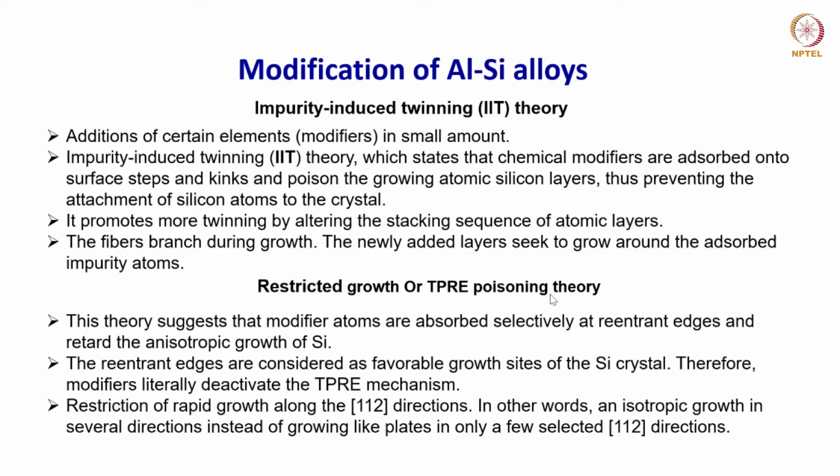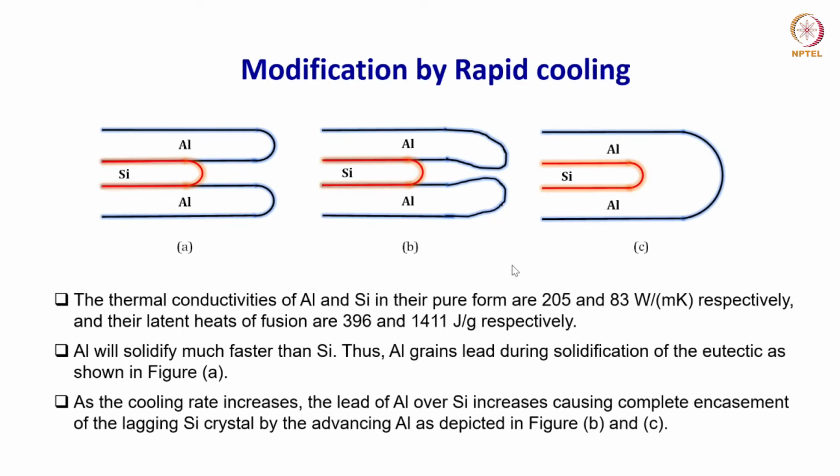And apart from the additions or modifiers, there are certain other techniques which can be used to modify this kind of morphology, and one of them is rapid cooling. So during the solidification, if you increase the cooling rate, that can also lead to modification of the flaky structure of the eutectic silicon, and the mechanism is explained with the help of this diagram over here.